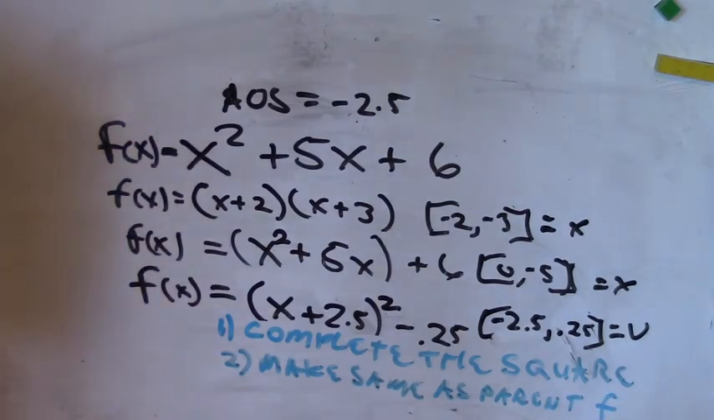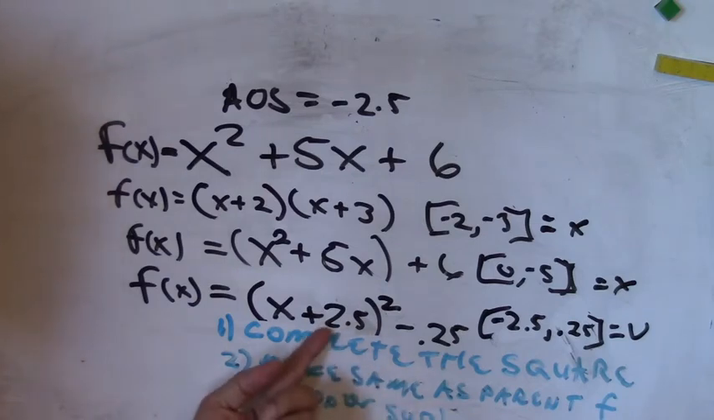So then you add or subtract whatever you need to make it the same, once you complete the square. And I'll just put in parentheses add or subtract to make same. Usually it's subtract. Just saying. And then there it is. There's your vertex form.